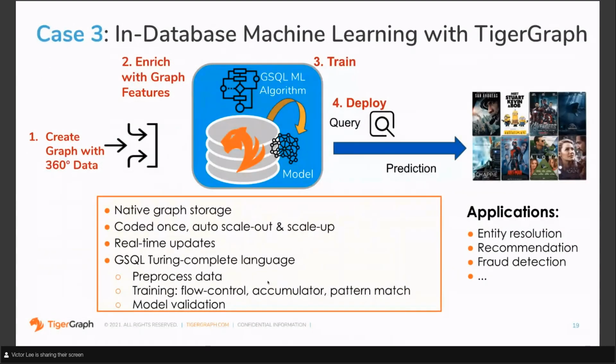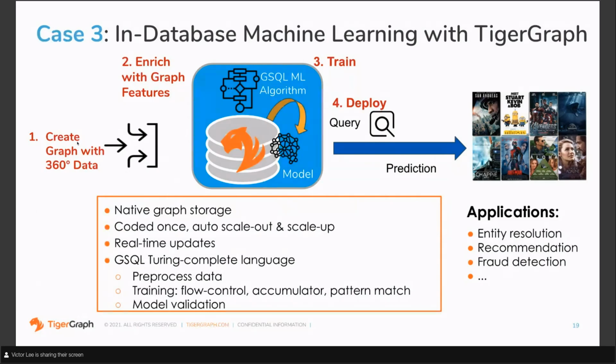And lastly, we come to a third type. So again, first type was graph algorithms for unsupervised learning. Secondly, we have in-graph features to enrich the training data. And third, we have actual in-graph database machine learning. So this is a really nifty model.